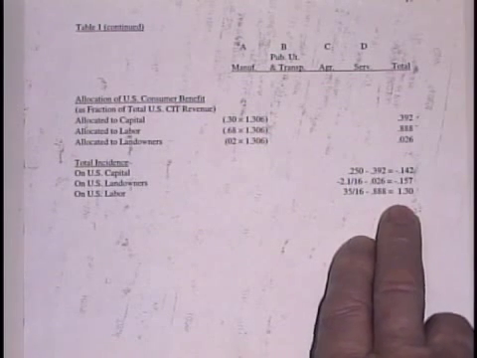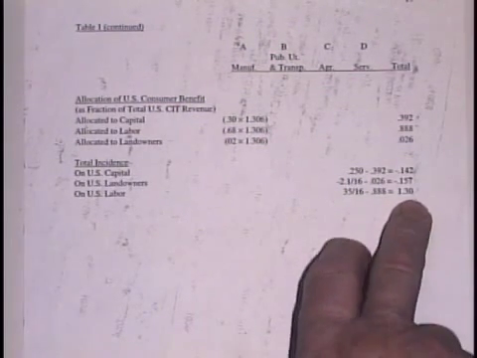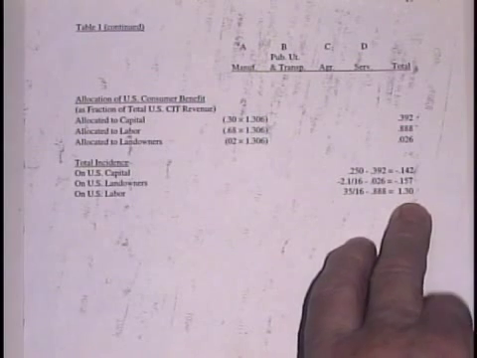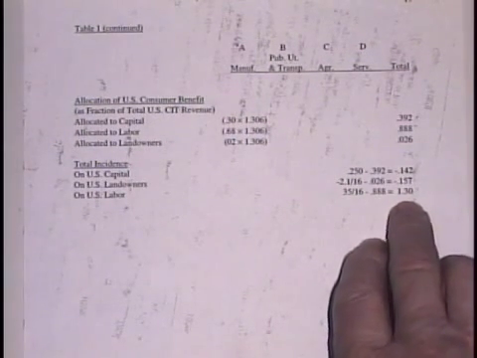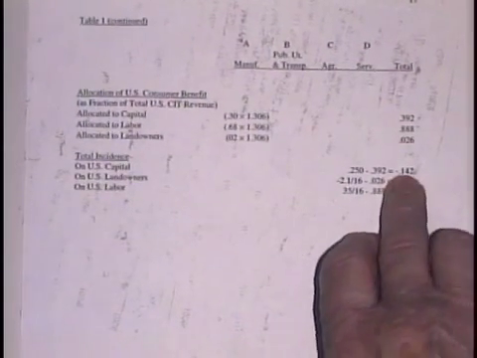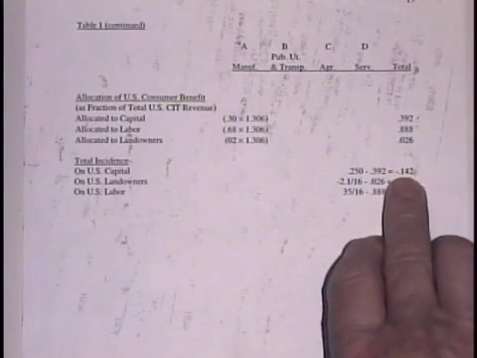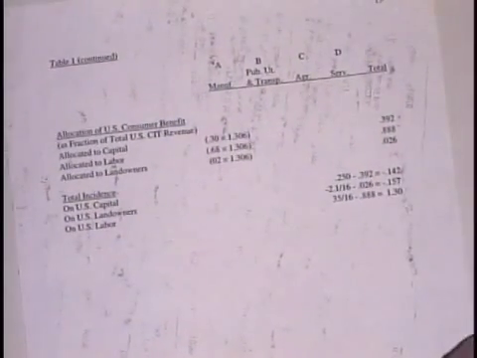U.S. labor bearing 130% of total corporate tax revenues, and landowners and U.S. capital being both gainers in the case of capital, in their role as consumers.